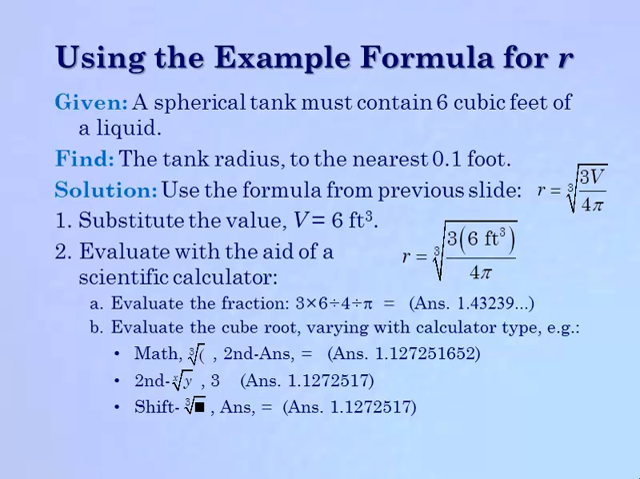So the tank radius, depending upon which calculator that you've got and which method that you've used, the result should be the same. r is equal to 1.1 foot rounded.